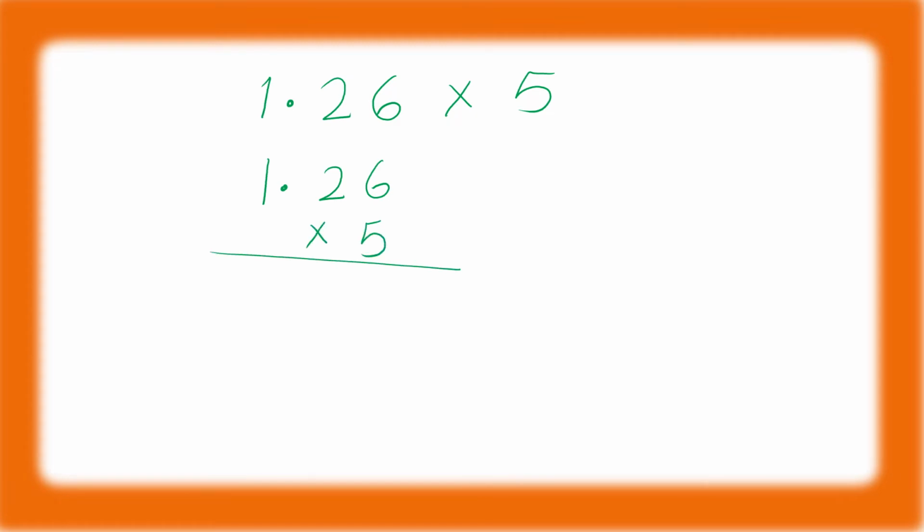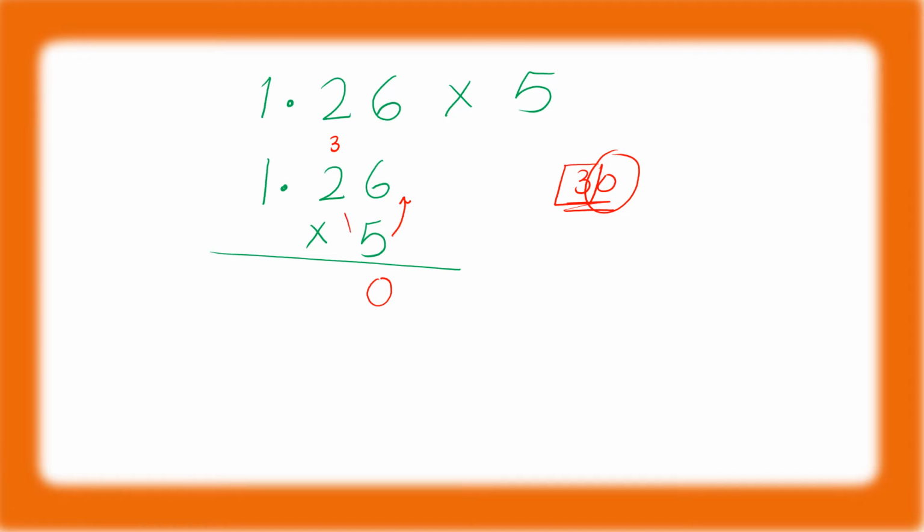Now start multiplying. 5 times 6, it will be 30, right? So don't write the 30. We only write the 0 here, and this 3 we take as carry.